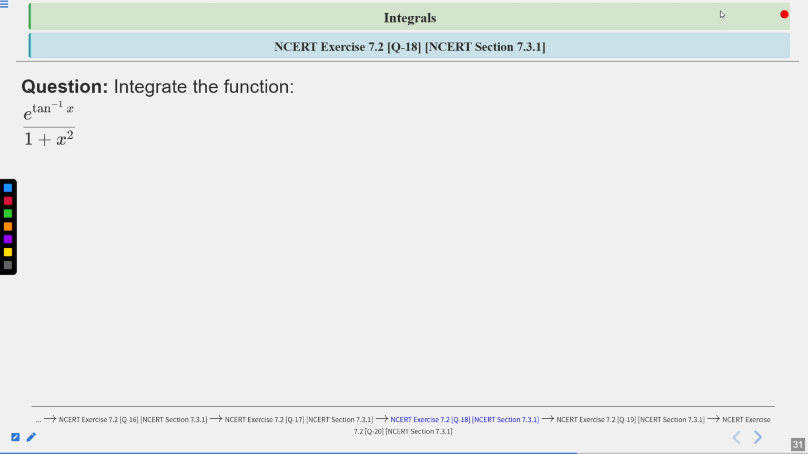So you can easily observe that if we take tan inverse x as t, then dx upon 1 plus x square will be equal to dt, because the differentiation of tan inverse x, we know, is 1 upon 1 plus x square. In this way, you can try to approach this question.